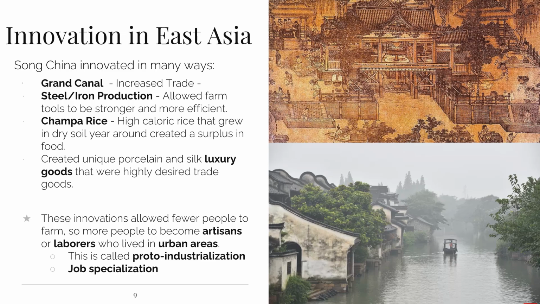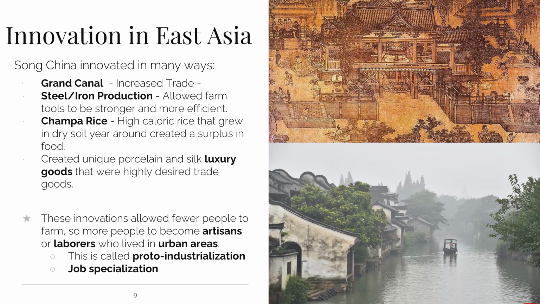In addition, China was known at this time for certain luxury goods. They created unique porcelain and silk luxury items that were highly desirable among other trade regions. These innovations allowed fewer people to farm, so more people began to specialize. Job specialization began to emerge in Song China. People would focus on maybe some type of art, some type of media.